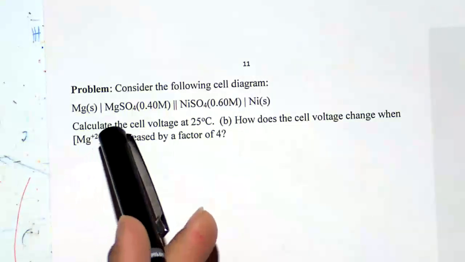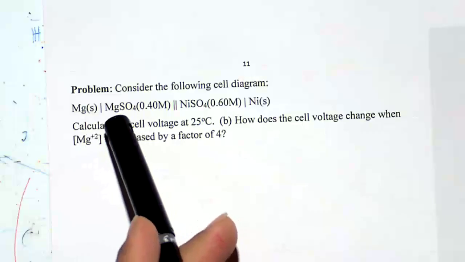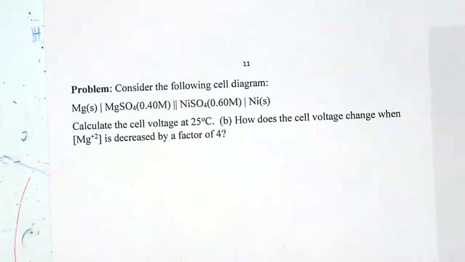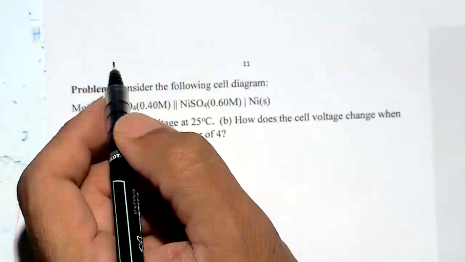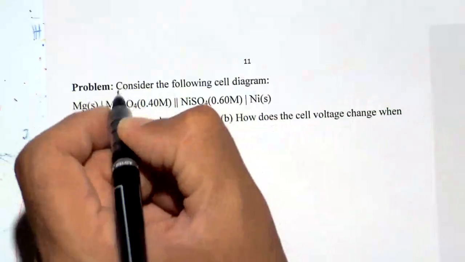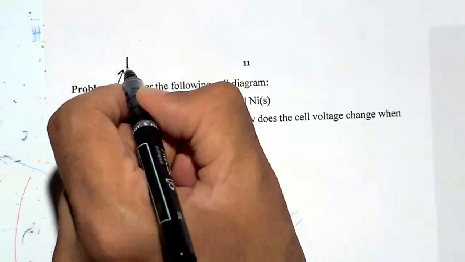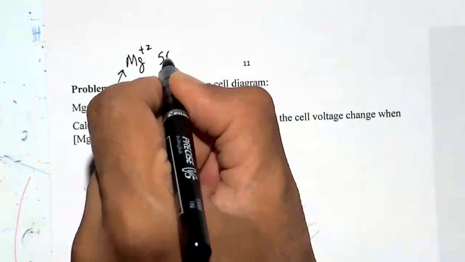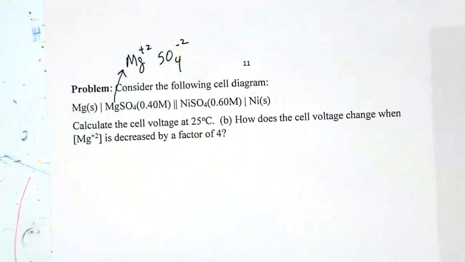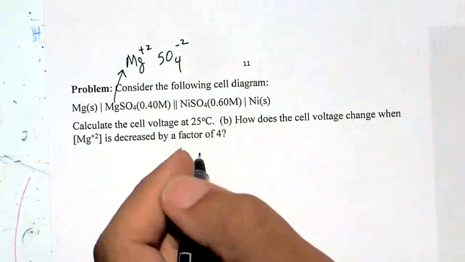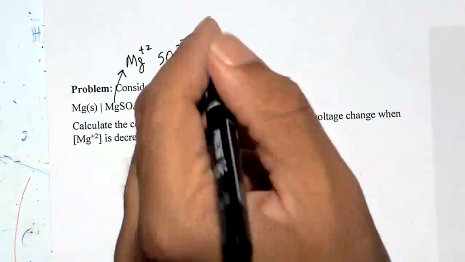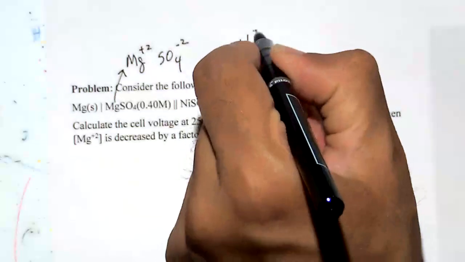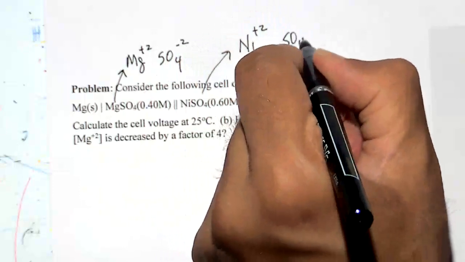All right, so consider the following diagram. Magnesium solid goes to MgSO4. What do these two lines symbolize? The two lines symbolize a salt bridge. Nickel sulfate at 0.6 molar, nickel solid. Two things about this that if you see this on an exam. Number one is that this magnesium sulfate is actually Mg2+ and SO4 2-. And along the same vein, this nickel sulfate as 0.6 molar ions would be nickel ion and SO4 2- ions.